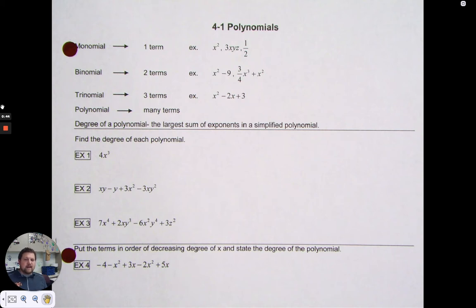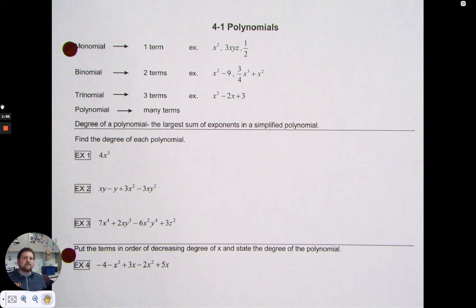If you have binomials, you're going to have one addition or subtraction sign. And if you have trinomials, then you're going to have two. Now, you could have a polynomial that has way more than that, and you'd have way more addition and subtraction signs. But for the most part, our focus is going to be dealing with the 1, 2, and 3 terms.